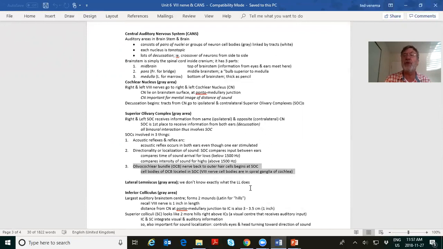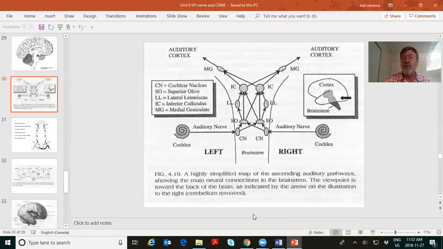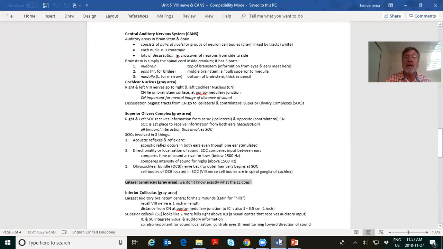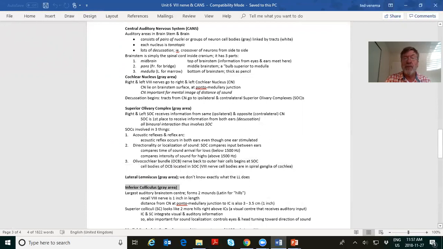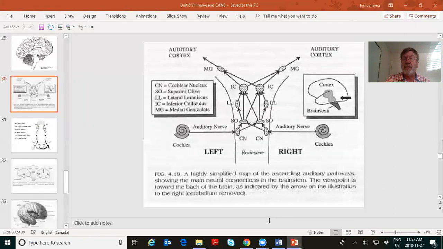So know those 3 roles or purposes of the superior olivary complex. The good news is the next pit stop up, we haven't got a clue as to what it does. Okay, LL, whatever. Next, IC, inferior colliculus. There you go. This is the last pit stop in the brain stem. It's the last one. And to see it, it's written IC here.